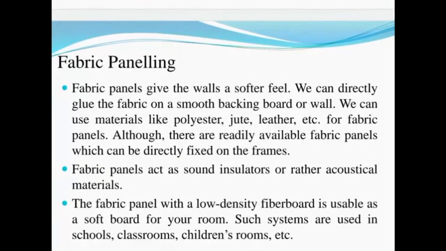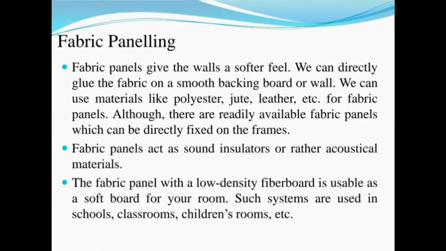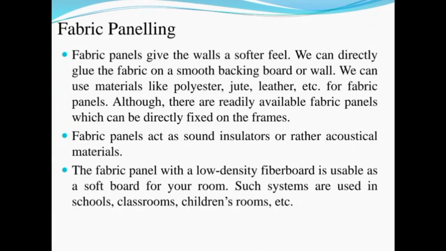Now we are going to see about fabric paneling, which gives a softer feel and smooth appearance to the structure. We can directly place the paneling on the smooth backing board or wall, and we can use materials like polyester, jute, leather, etc. for fabric panels. They are readily available and are directly fixed on the frames. These act as sound insulators, and they can be acoustical materials.